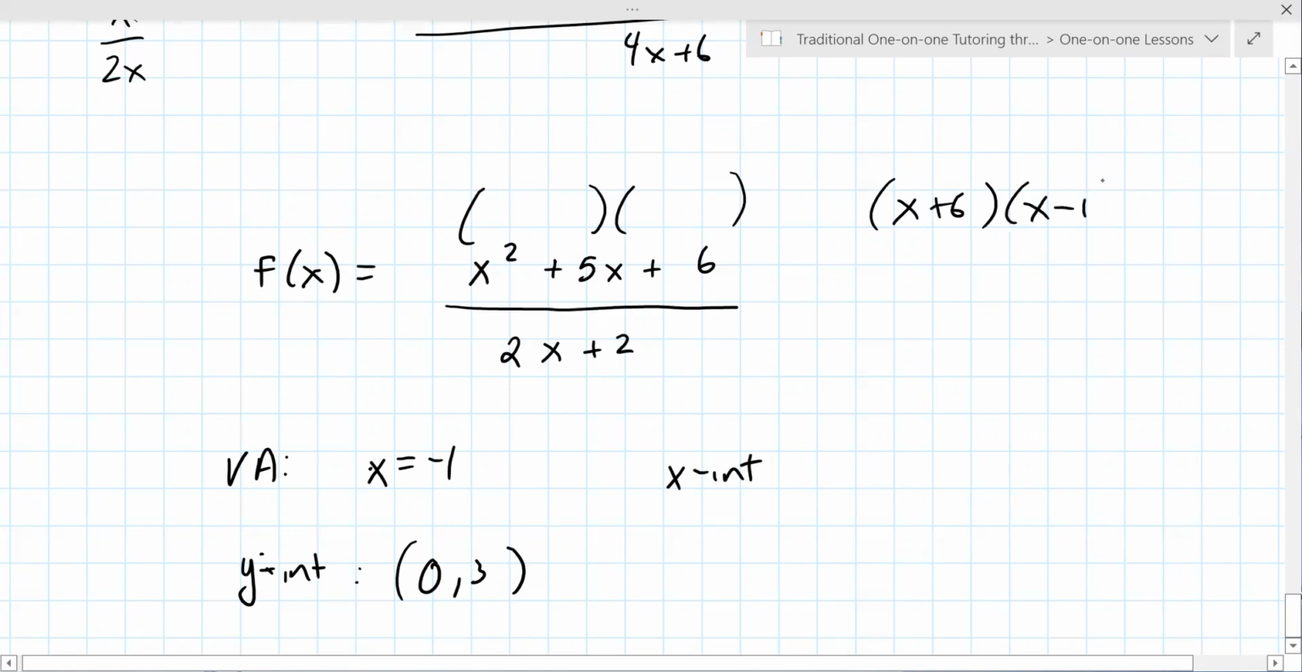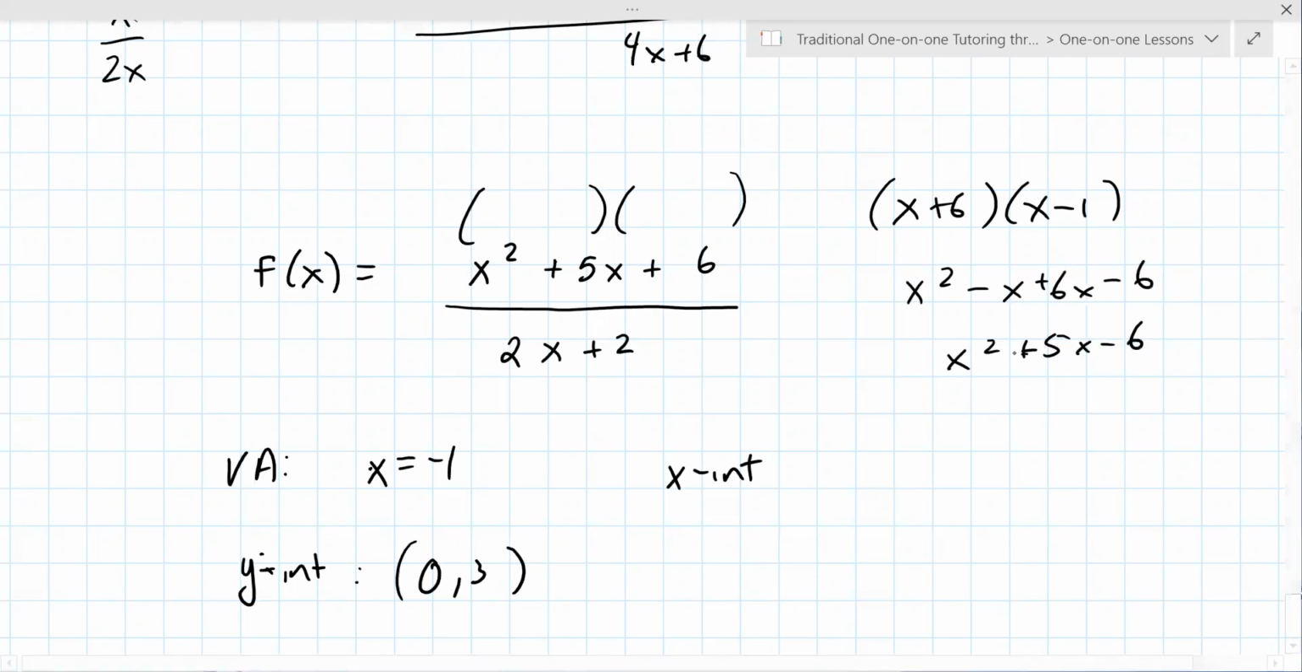Let's FOIL that. You get x squared minus x plus 6x minus 6, plus 5x minus 6. That's how you check. So it's got to be exactly the same. I wasn't trying to be deceptive with this one. I just was trying to choose one that we hadn't done before. They're both positive. Both factors are positive. I almost let you talk me into these other answers. Oh, it's x plus 3 and x plus 2. Yes.